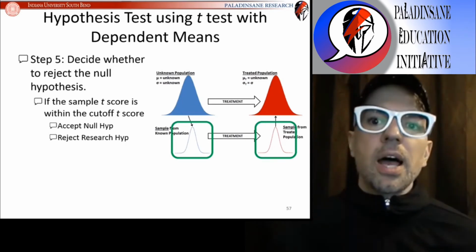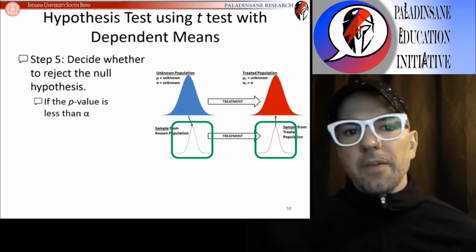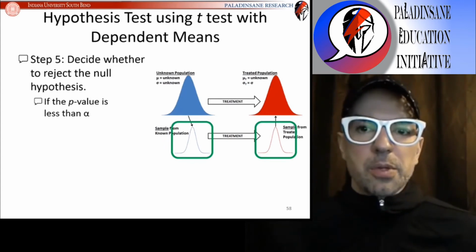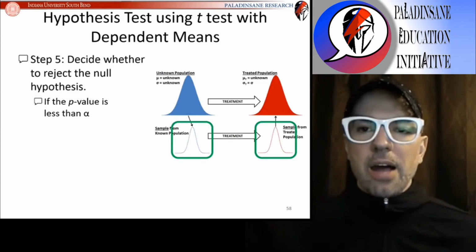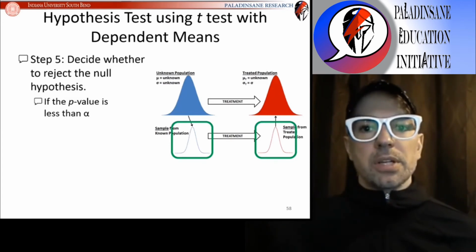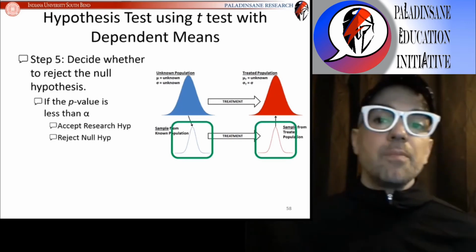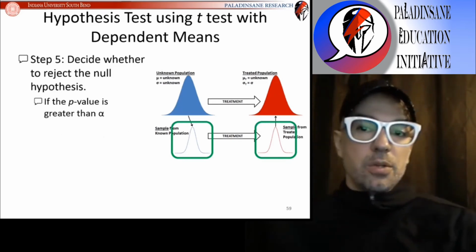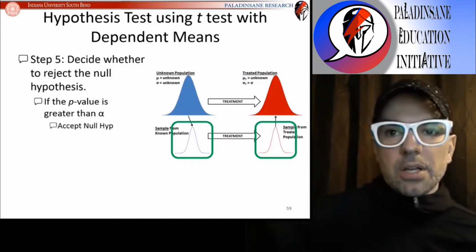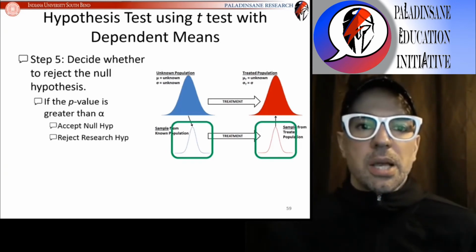So these two slides become, if your p-value, your sample's probability, is less than your alpha, your cutoff probability, you accept the research hypothesis and you reject the null hypothesis. On the other hand, if the p-value is greater than alpha, accept the null hypothesis and reject the research hypothesis.